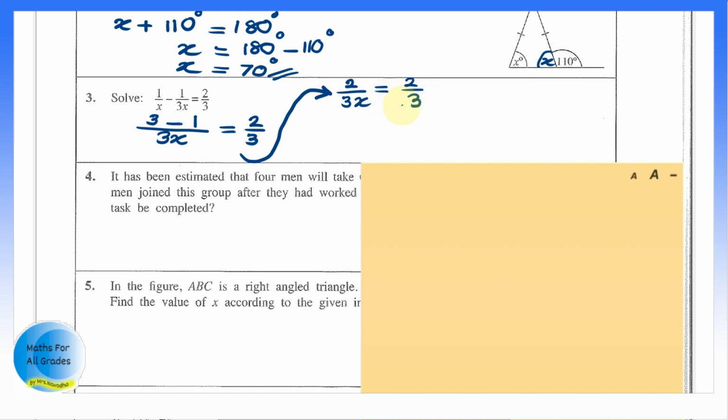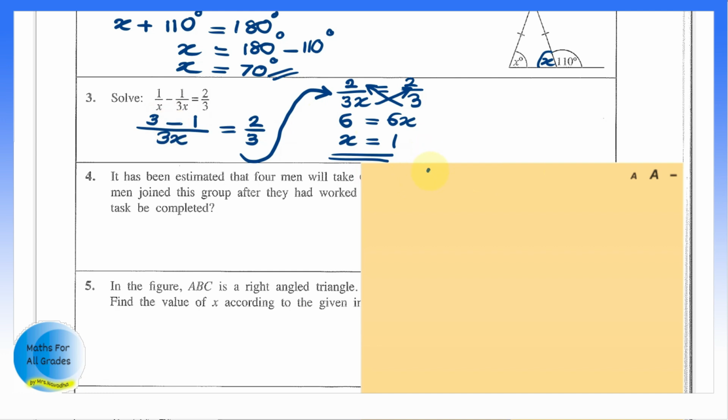Now let's do the cross multiplication. 3 times 2 equals 6. 3x times 2 equals 6x. By dividing by 6, you will get x equals 1. Now here I'll do the explanation.